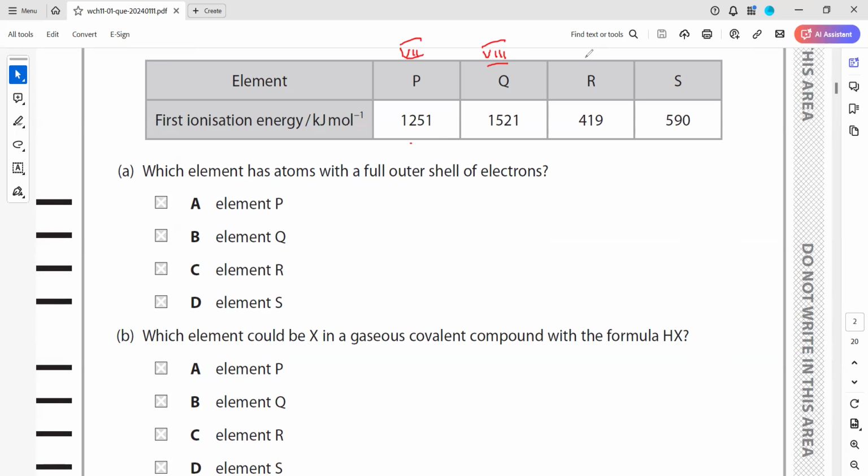And after group 8, the shell will change. This is the position of Q, so this will be P. Q is group 8, so P will be group 7. The next element, because these are successive elements, will be group 1, and then the next will be group 2. Which will form a covalent bond? It should be a group 7 element. So P is a group 7 element, because Q is group 8 and these are successive elements.